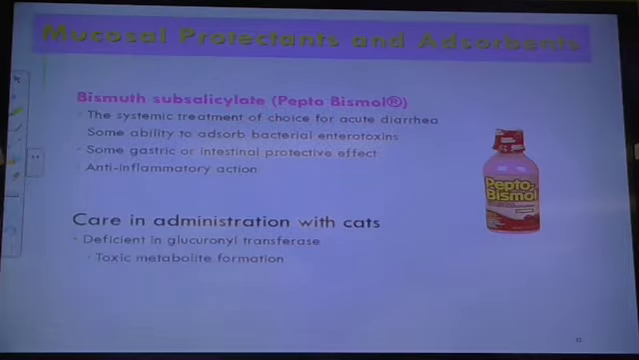And again, this drug has subsalicylate, a substance made from aspirin. It can cause toxicity in cats. So you have to be careful using it in cats because it can cause toxicity.